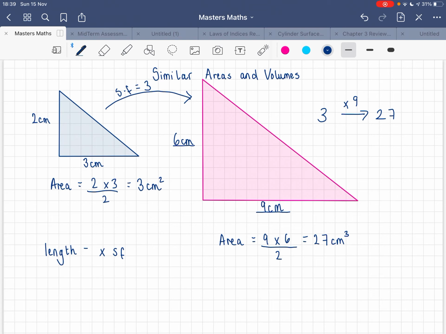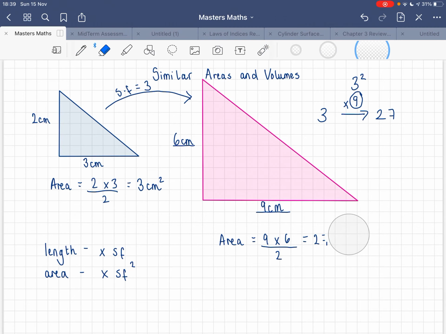If we are good at our square numbers, we should know that 9 is 3 squared. So for area, we have multiplied by the scale factor squared. And when we think about it, it kind of makes sense. The units are all squared now.